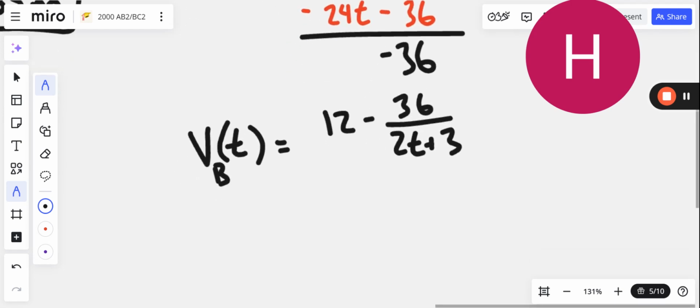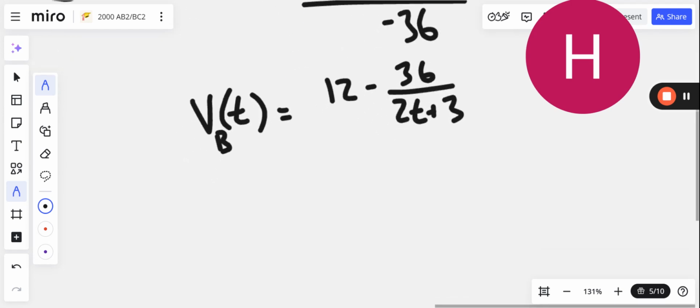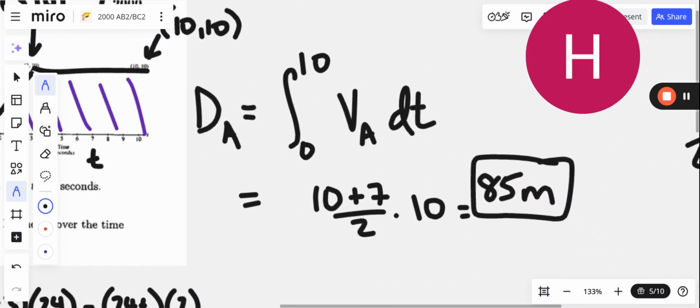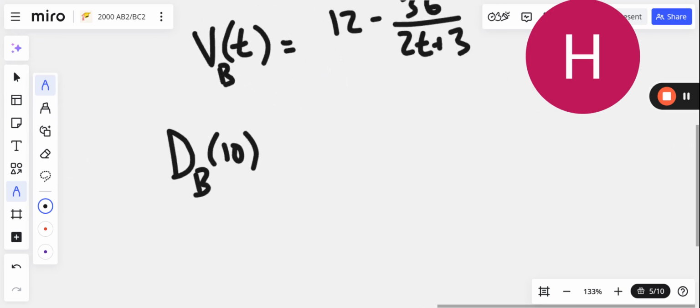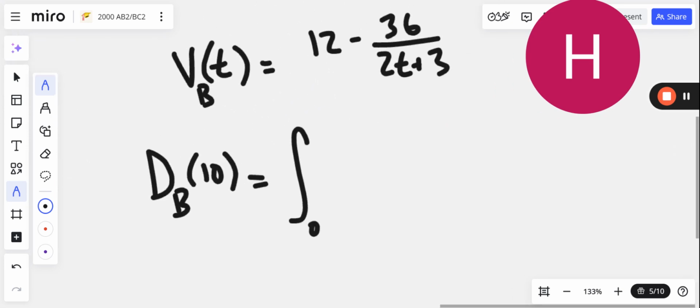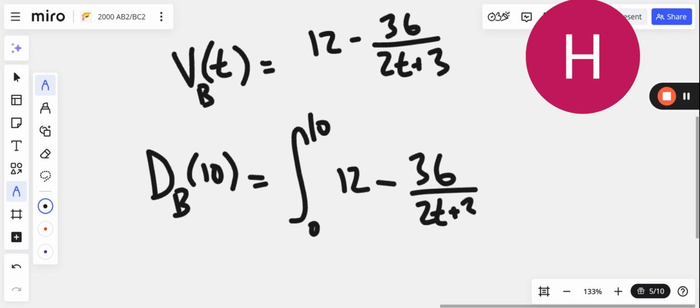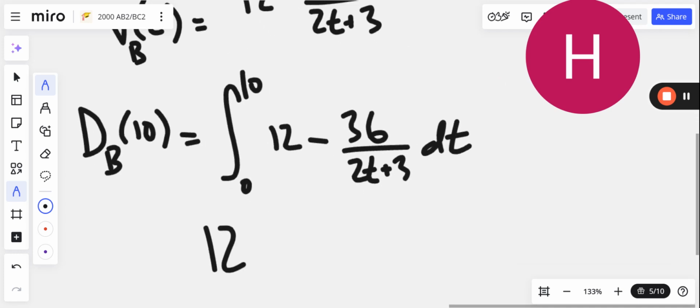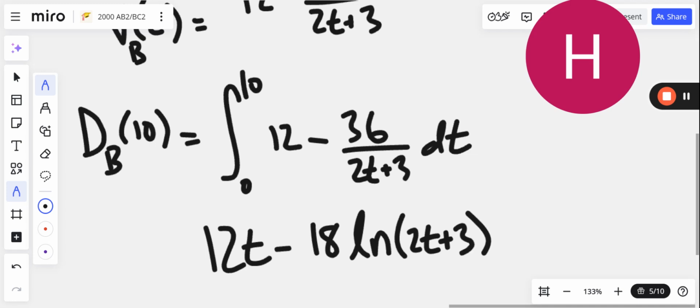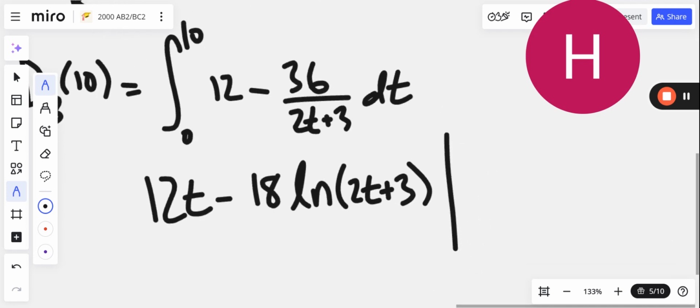Yeah, I think that's perfectly doable as far as integral goes. We'll get an expression with ln, but that's okay. So dB of 10 is really what we're getting. Back there I should have put dB, I just put dA. So yeah, that works. dB of 10 is equal to the integral from 0 to 10 of 12 minus 36 over 2t plus 3 dt. Well, that's just going to be 12t minus 18 ln of 2t plus 3. I don't have to put absolute value because these t values are never going to cause it to be negative inside. And that's going to go from 0 to 10.